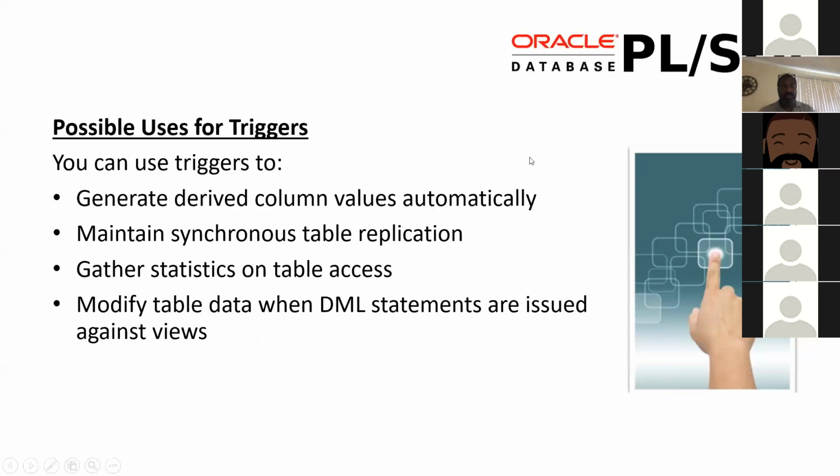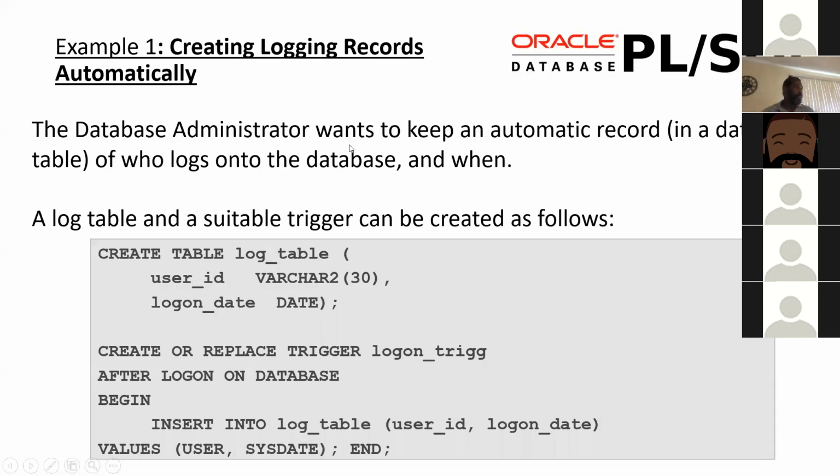You can also use a trigger to generate derived column values automatically. And this is getting into the more complex usages: maintain synchronous table replication, gather statistics on table access. A lot of these are actual triggers that you can enable at a system administration or database administrator level. Modify table data when DML statements are issued against views. So these are the more complex uses. You don't generally see these quite often. Generally, it is logging, auditing, and checks and balances.